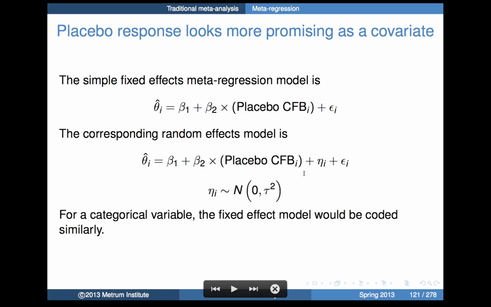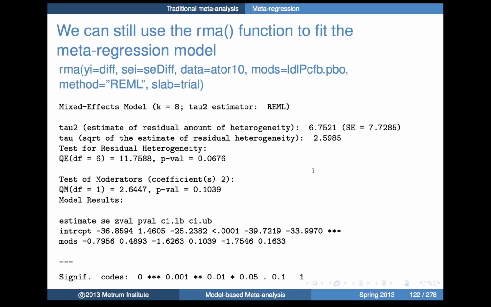The corresponding random effects model, again, is very similar, but now we've added in our random effect eta i to allow for any additional between study variability that isn't explained by the placebo effect. If we were to fit that, we can continue to use the rma function. The one thing that is now different is that we would be adding in this mods option, and in the mods option we'd be putting in the covariate values that we were interested in exploring. Here I've shown you how to use one covariate, and it's a fairly simple extension to add in multiple covariates.